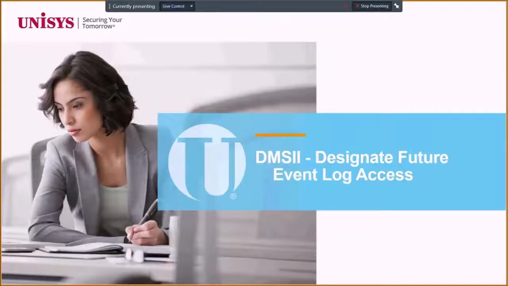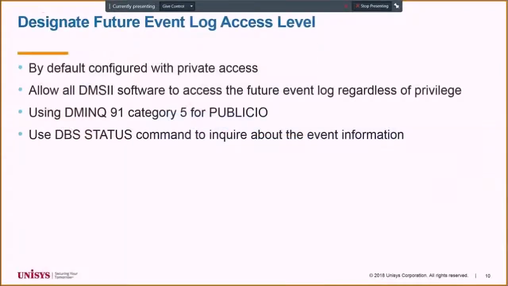The next new feature of DMSII is Designate the future event log access. An event log captures the database exceptions and the subscribed event categories for a running database in an event log file. By default, an event log file is configured with private access, so only certain privileges can have access to the log file.